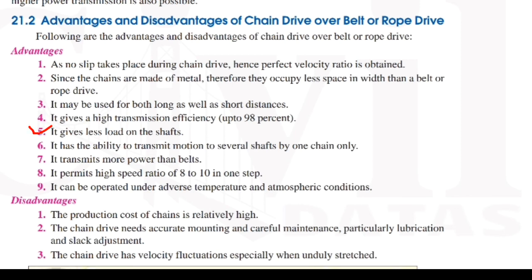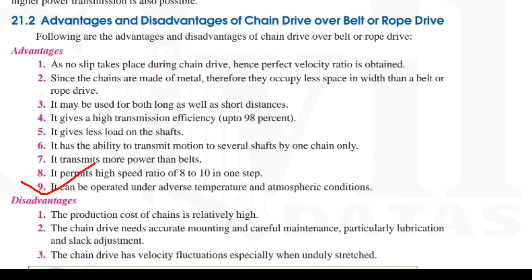Fifth, it gives less load on the shafts; due to the use of chains, less load acts on the shafts. Sixth, it has the ability to transmit motion to several shafts by one chain only. Seventh, it transmits more power than belts. When compared to belts, these transmit higher power. Eighth, it permits a high speed ratio of 8 to 10 in one step.